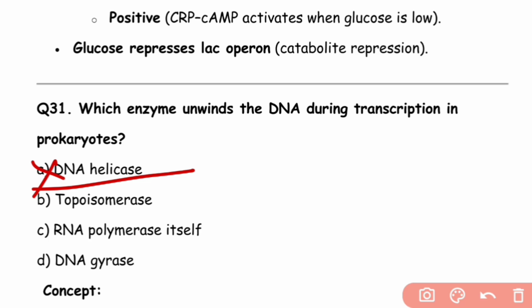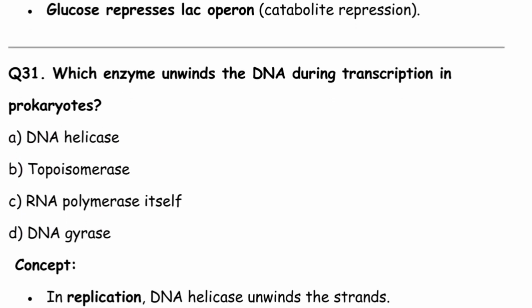Topoisomerases and DNA gyrases: these two enzymes relieve torsional stress in both replication as well as transcription. But they are not directly involved in unwinding of DNA for polymerase activity. That's why B and D are also incorrect options. Whereas RNA polymerase has both helicase activity as well as polymerase activity, and that is why C is the correct answer.